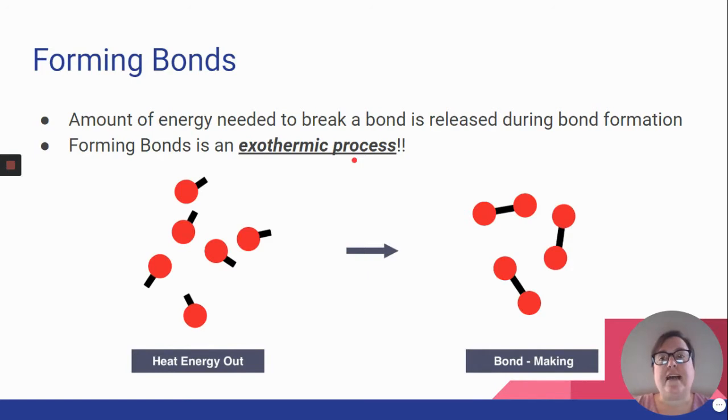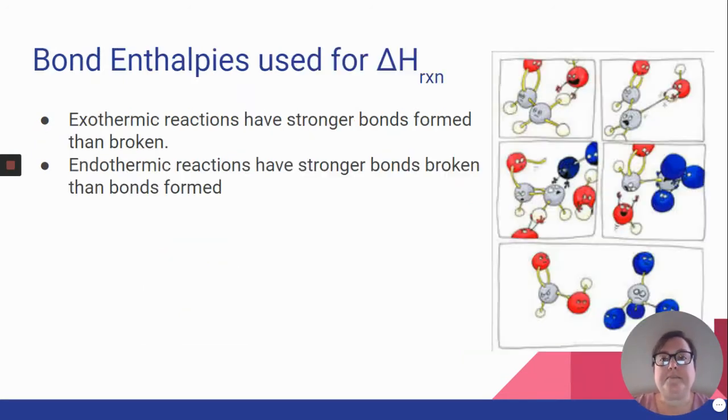So on the product side, you have bond forming. So that's the amount of energy needed to break a bond that's released during bond formation. So instead of requiring that amount to break the bond, that amount of energy is being released when that bond forms. So bond forming is always an exothermic process.